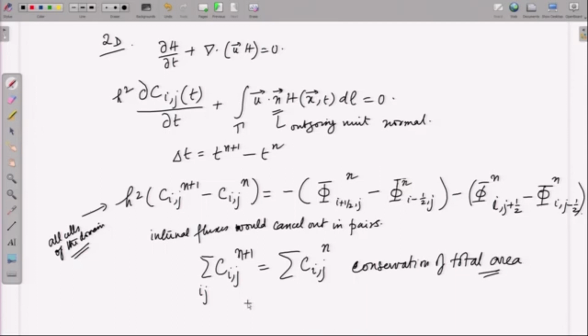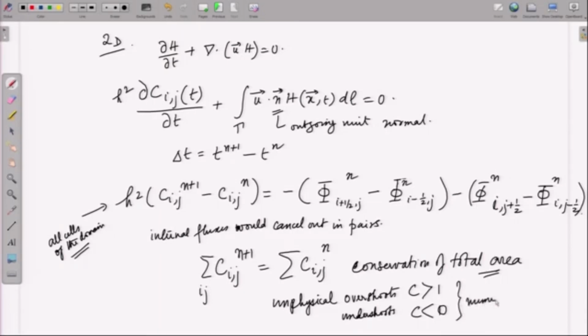Remember that whatever numerical algorithms we are using in order to approximate these fluxes should not ever ensure any unphysical overshoots like C going beyond 1 or undershoots where C goes below 0. This might lead to numerical error and therefore, non-satisfaction of the conservation. So, these can trigger numerical instabilities.